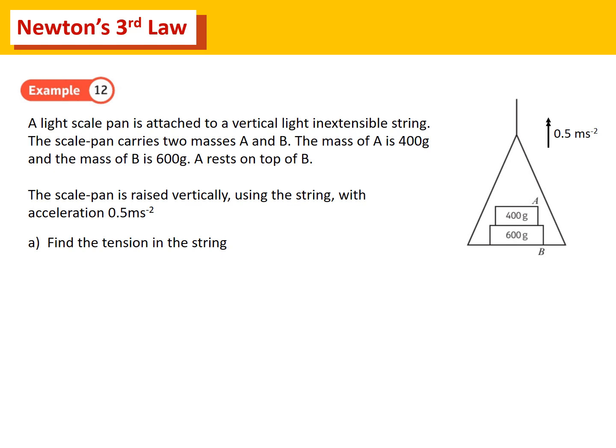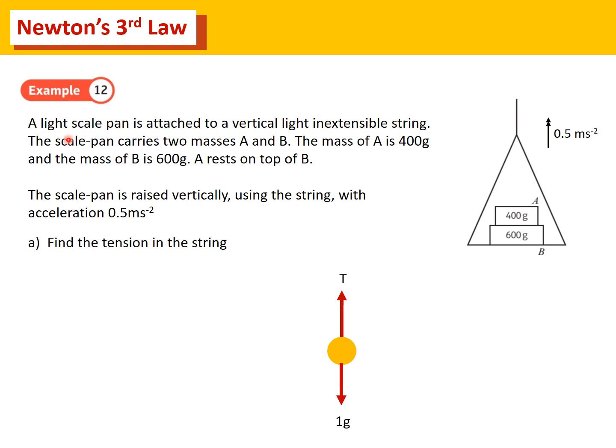Here's an example from a textbook where we have two objects stacked on top of each other, in a pan, and there's a string, and the whole thing is accelerating upwards at 0.5 meters per second squared. So if we just take the whole object as one mass, we've got the weight, which is the 400 grams and the 600 grams, that's a kilogram, so that's 1g newtons of weight, and upwards there's a tension in the string. The pan itself is light.